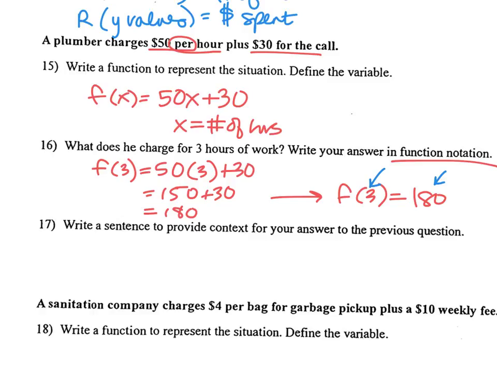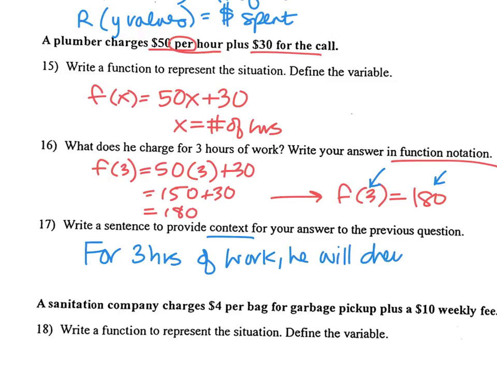And so to write a sentence, when it says a sentence in context, you don't want to say, when I plug in 3, I get 180. You want to talk about what does that mean. So it means for 3 hours of work, this is the same as interpreting. For 3 hours of work, he will charge $180, because we're talking about the plumber.